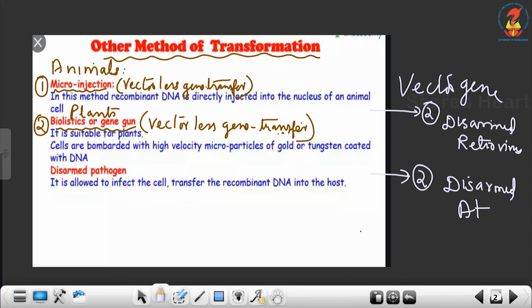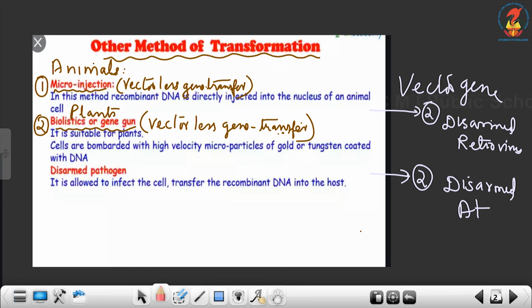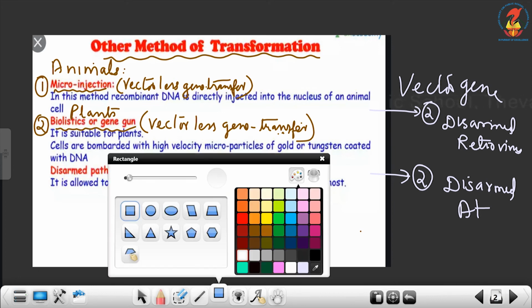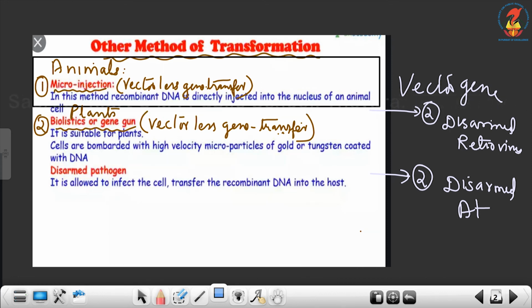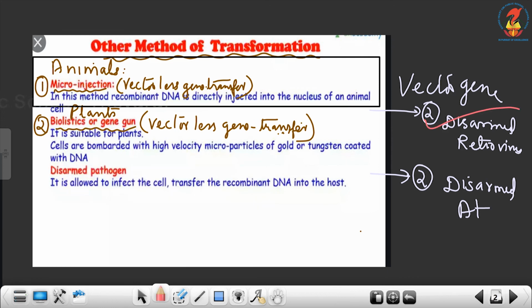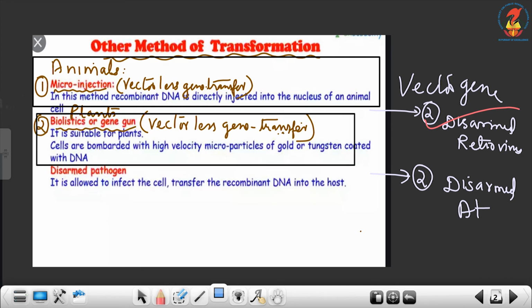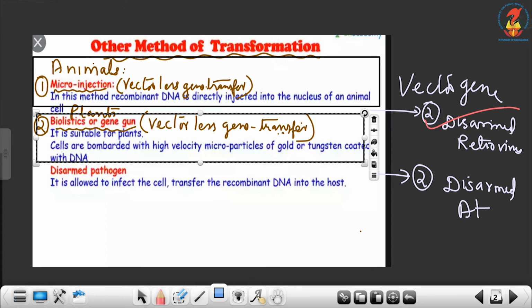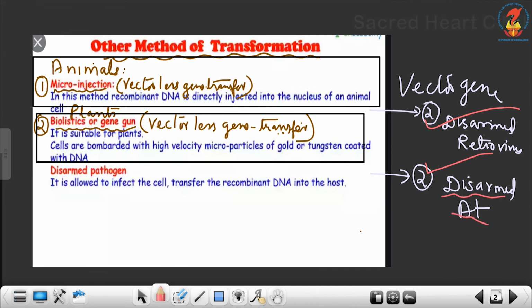Okay, so there are two options coming under animals and plants. I have written it side by side. For animals, vectorless gene transfer is microinjection, and if it is vectored, we have to go for disarmed retrovirus. In plants, vectorless gene transfer is biolistics, where we make use of an instrument, and when we have to go for vectored gene transfer, we have to go for disarmed pathogen, that is disarmed Agrobacterium tumefaciens.